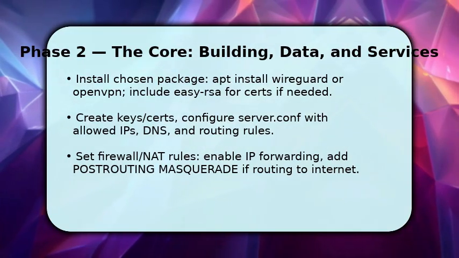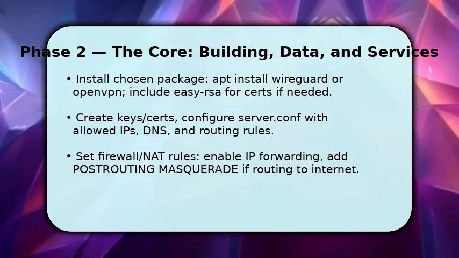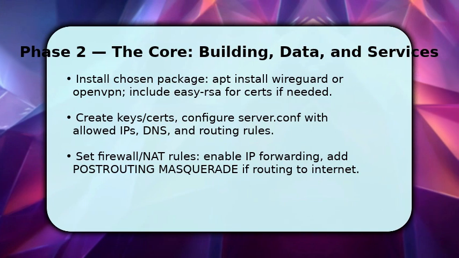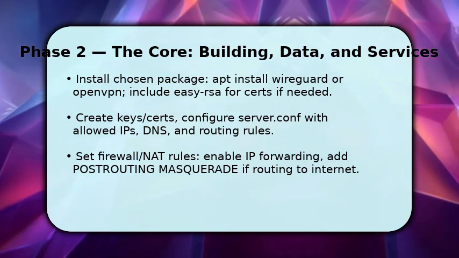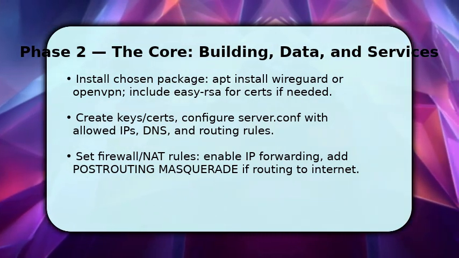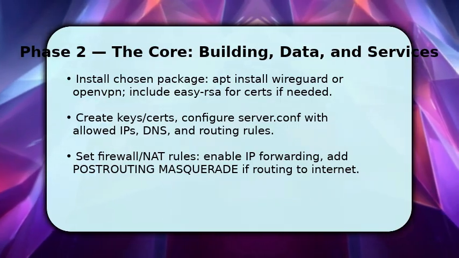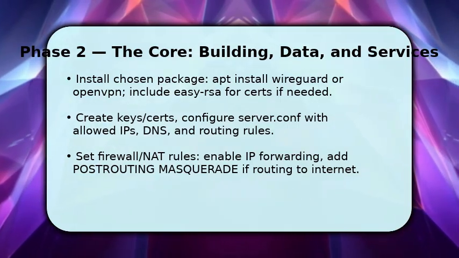Enable IP forwarding in the kernel and add firewall rules. Use post-routing masquerade if the VPN should route traffic to the internet. Once done, start the service and verify it listens on the expected port. Test with one client configuration.